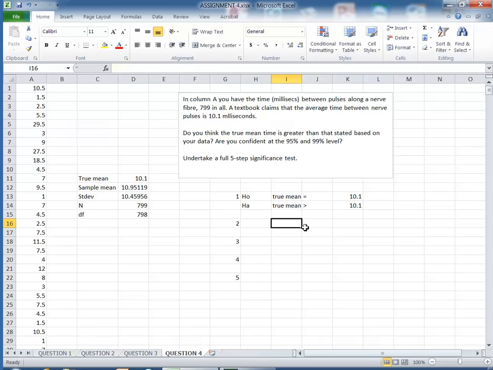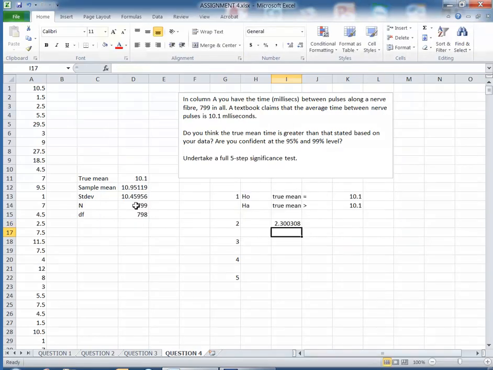No, that's completely wrong. No, first of all, we calculate the t-score, pardon me. So we calculate the t-score by doing our sample mean minus the true mean, divided by the standard deviation divided by the square root of the sample size. Just got a bit ahead of myself before.